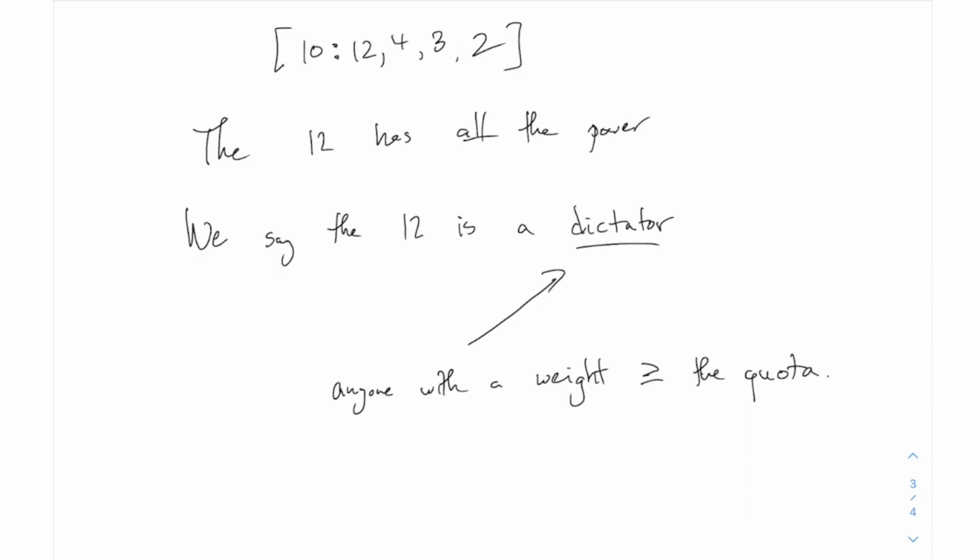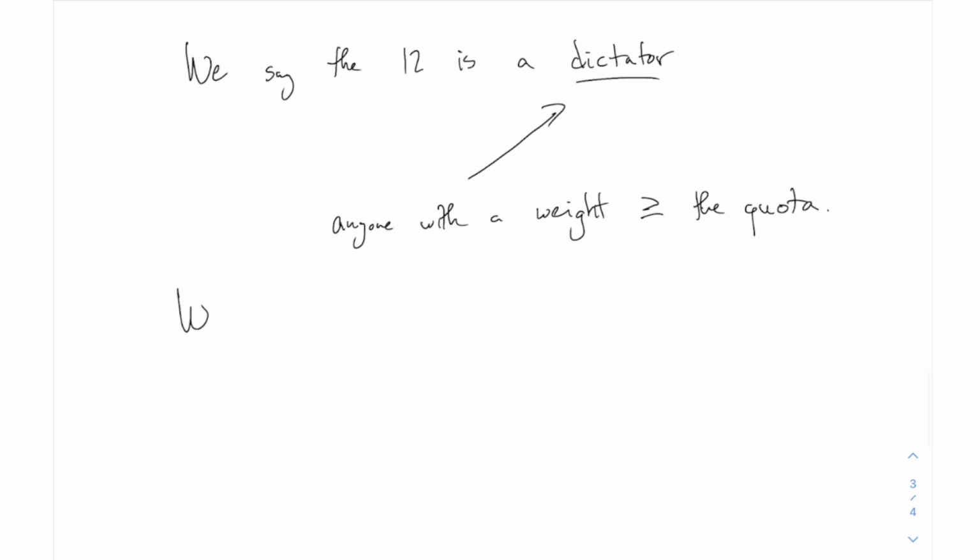And there's actually a name for that, somebody with no power at all. So when one of them is a dictator, then automatically everybody else has zero influence on the outcome. So one of them is a dictator. The others automatically have no power at all.